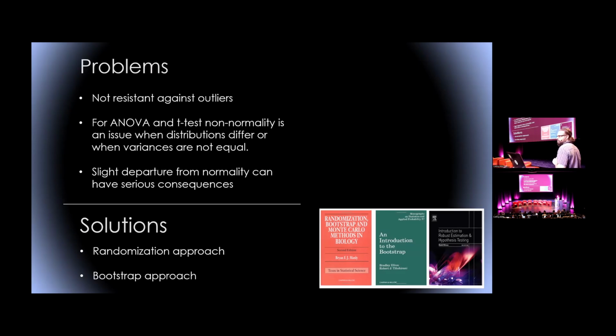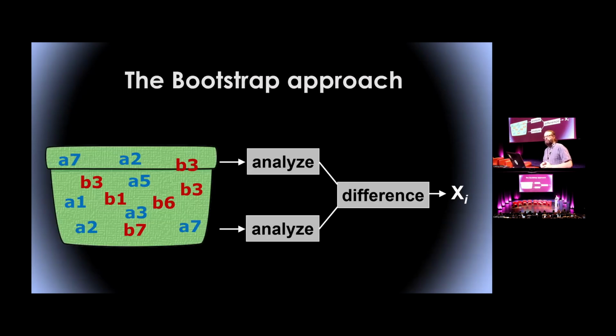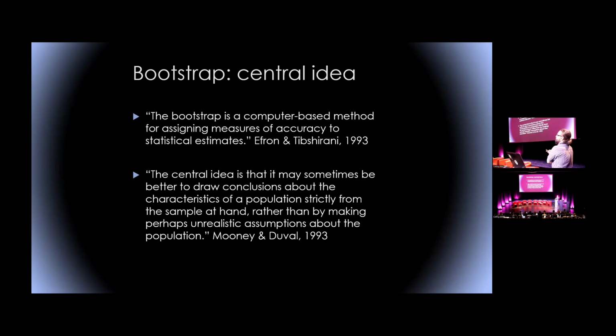So now we're going to move into the bootstrap approach, and most of the bootstrap approach comes from this book, Introduction to Robust Estimation and Hypothesis Testing, from Rand Wilcox. So what's the bootstrap approach if we don't use parametric statistics? The bootstrap is a computer-based method. And the central idea is that the best estimation of your distribution is your data. That's what this second quote says, basically.